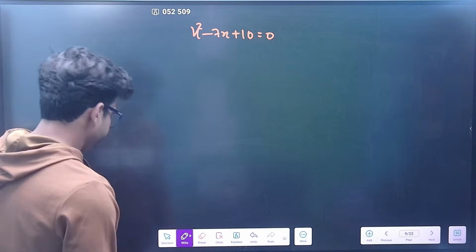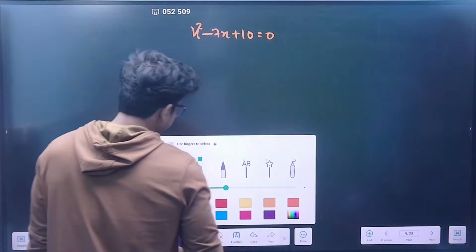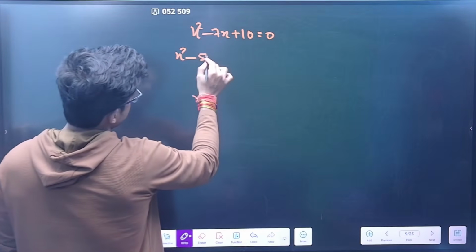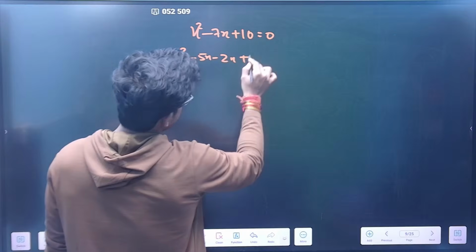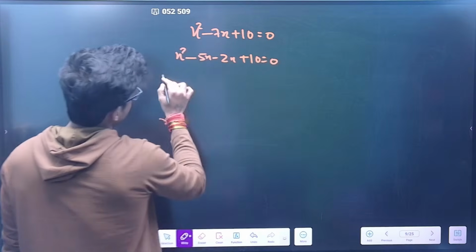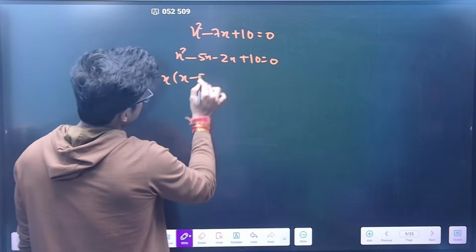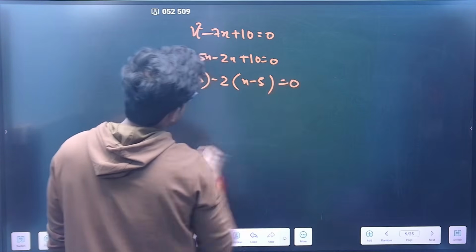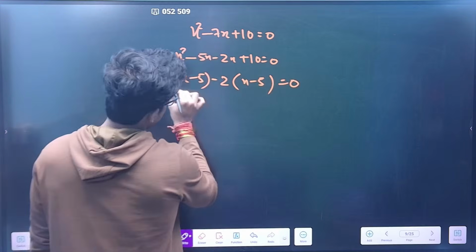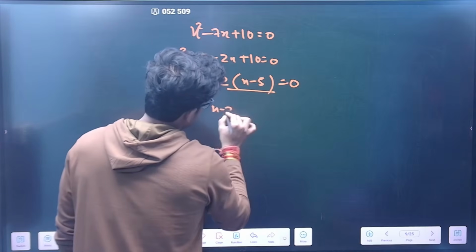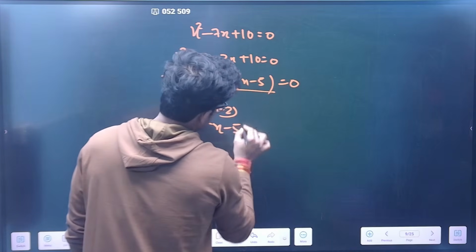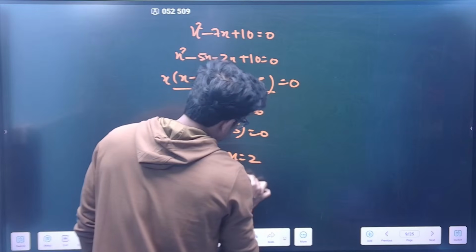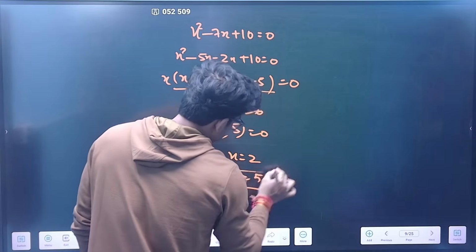Now see, the way of making it would be: x square minus 5x minus 2x plus 10 is equal to 0. From here, if you take x common, this will become x minus 5, minus 2 common, x minus 5. So you can see it equals 0. Then the roots are x minus 2 and x minus 5 equal to 0. So from here the value of x is 2 and from here the value of x is 5. Isn't it? Say yes or no.